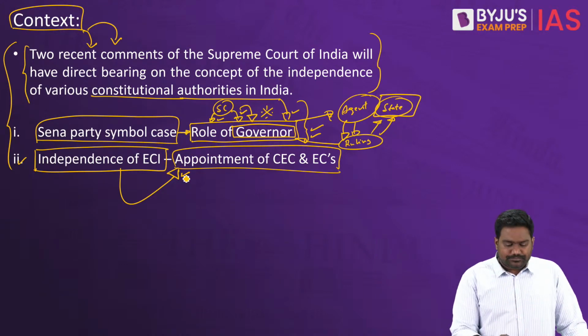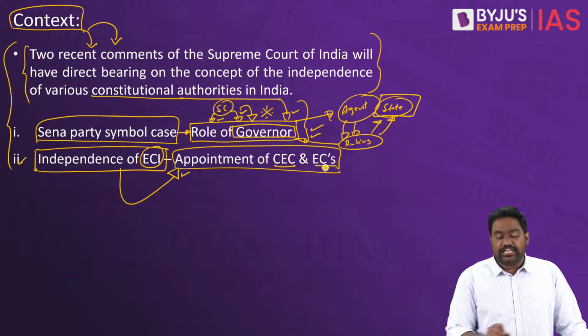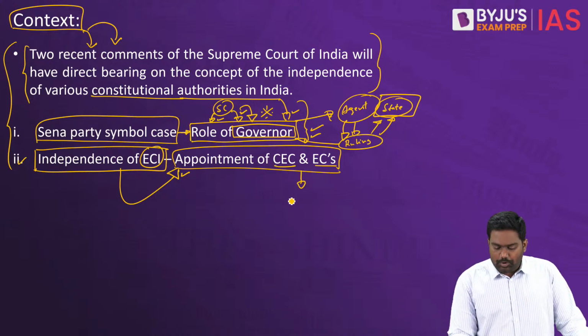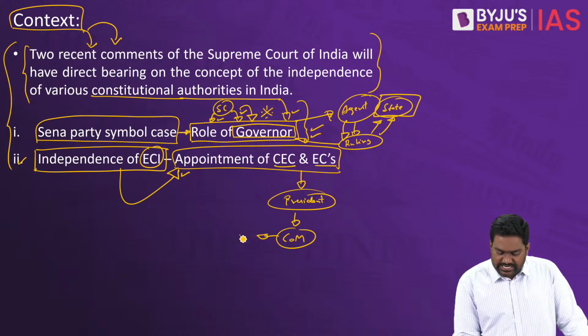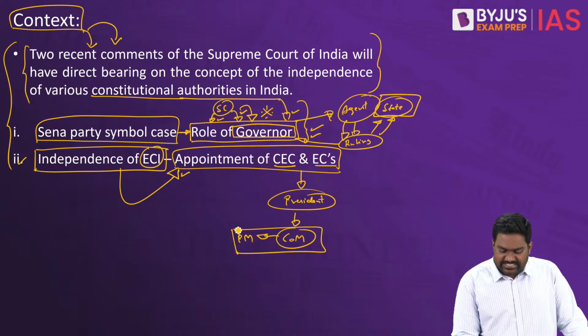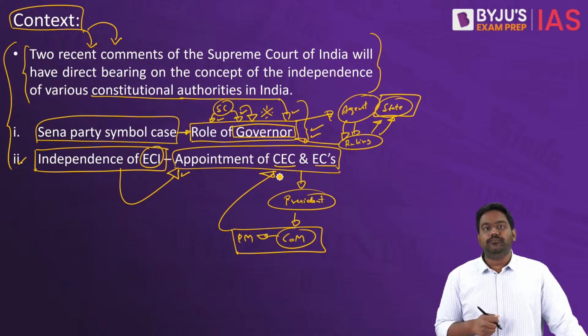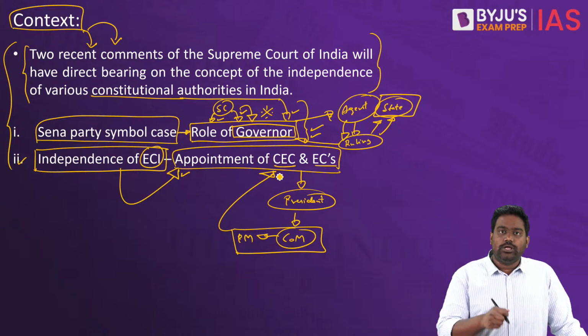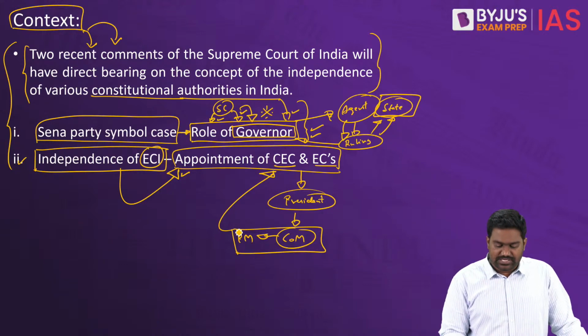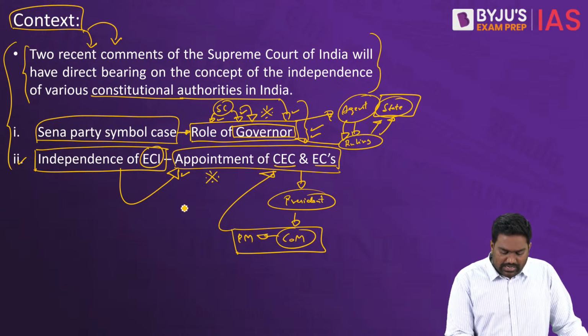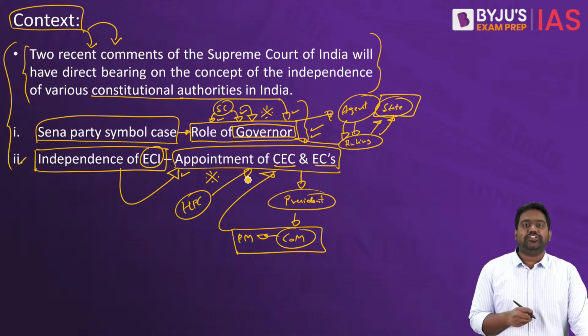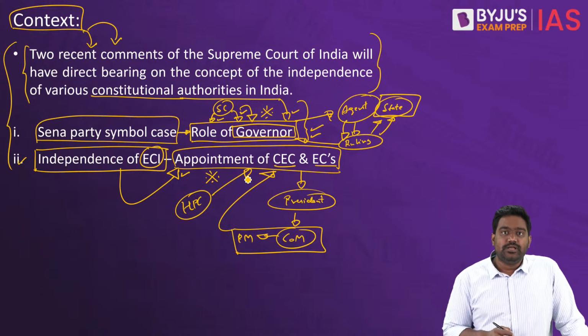Prior to this judgment, the Chief Election Commissioner and the election commissioners would be appointed by the President based on the recommendations of the Council of Ministers headed by the Prime Minister. Essentially, the government had complete control over the appointment process to the Election Commission. Recently, the Supreme Court has taken away this discretion of the government and has provided for a high-powered committee to provide for the appointment of Chief Election Commissioner and the election commissioners.